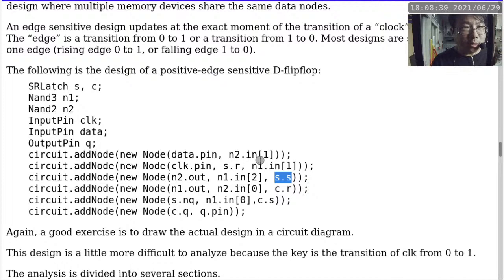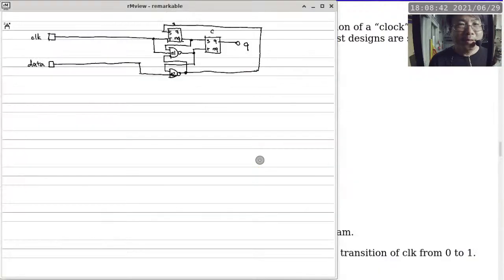It looks really ugly, by the way. This is what it looks like. Yeah, I know it doesn't look very nice. I can at least make the input pins closer to the circuit. The top one is the clock pin. The bottom one is the data pin. There we go. So now the question is, how do we analyze this circuit here?